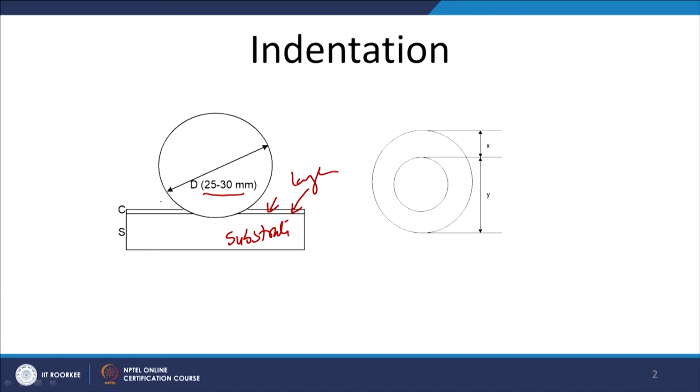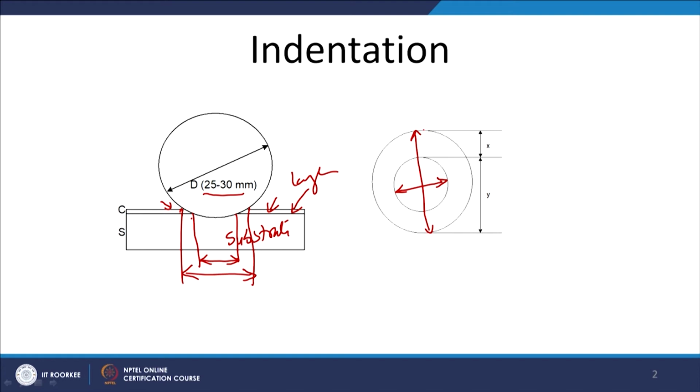accordingly, the indentation may vary significantly in these two cases, and then these dimensions are measured in terms of the diameter of the indentation at the surface of the modified layer, and this is the diameter of the indentation at the substrate. So this is the diameter of the indentation at the surface of the substrate, and this is the diameter of the indentation at the surface of the modified layer.